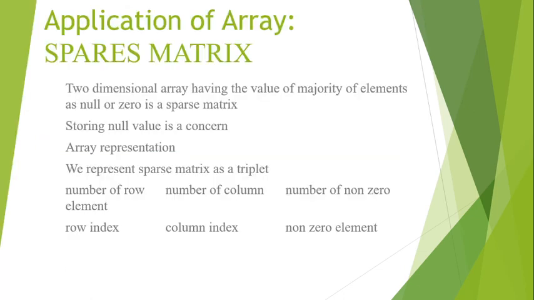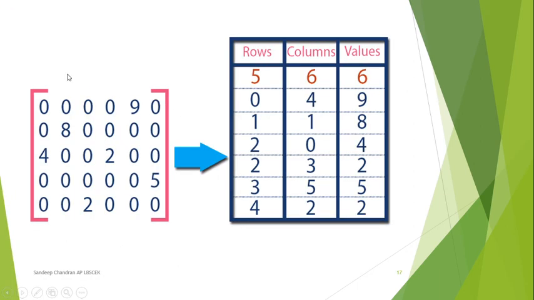Another very important application of arrays is the sparse matrix. So what is a sparse matrix? A two-dimensional array having the majority of its elements as null or zero is a sparse matrix. It means most of the entries in that matrix will be zeros. So I'll show you an example. Okay, this is a matrix where most of the entries are zeros. If we represent it like this, it's a wastage of memory because we are mostly storing zeros. Only a few values are there: 1, 2, 3, 4, 5, 6 values, but this much memory is being used.